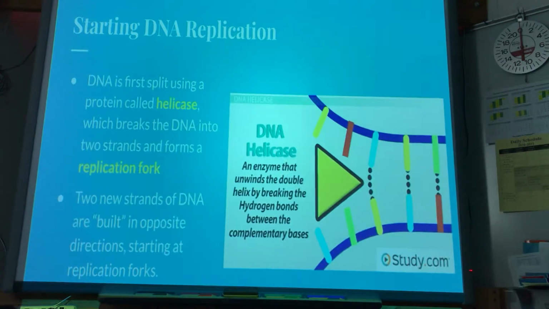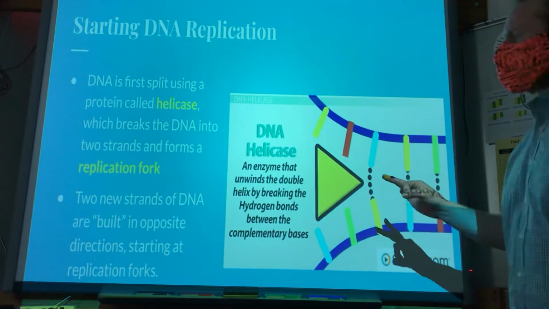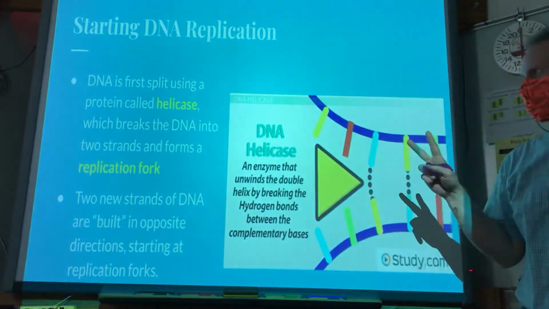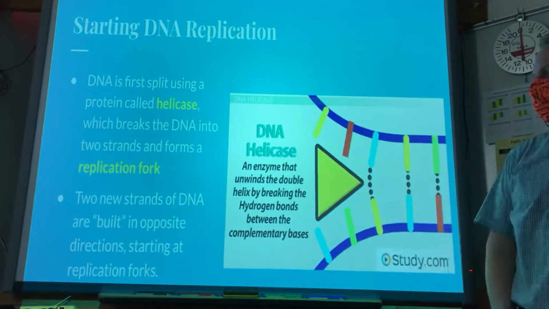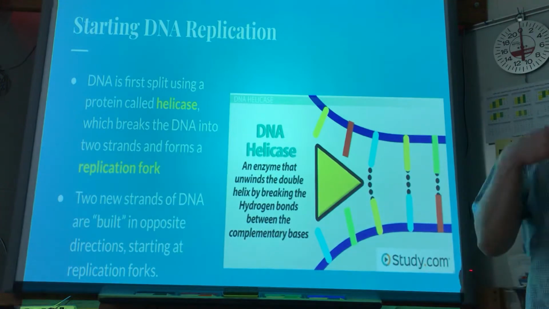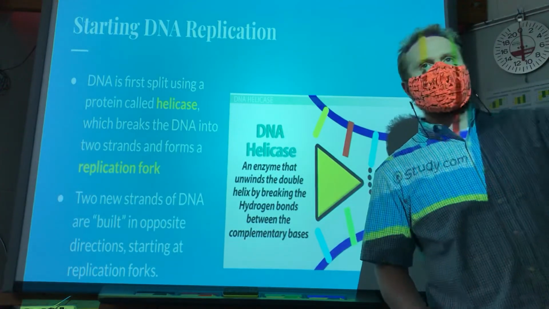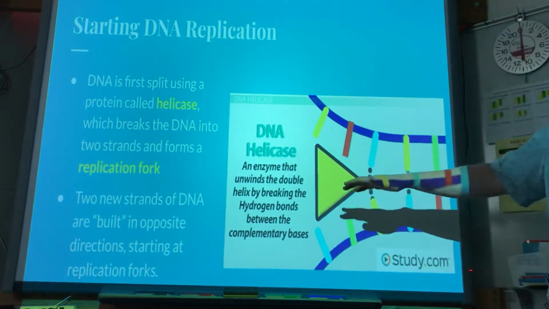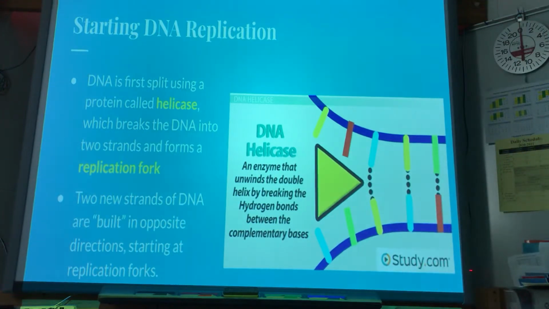So replication is all about enzymes. There are 3 enzymes, and I'm really more concerned about 2 of the 3. DNA helicase is the first enzyme. An enzyme is a specialized type of protein. We're going to be talking about proteins, and we're going to talk about enzymes right now. An enzyme speeds up a chemical reaction. DNA helicase is the thing that unzips or unwinds.